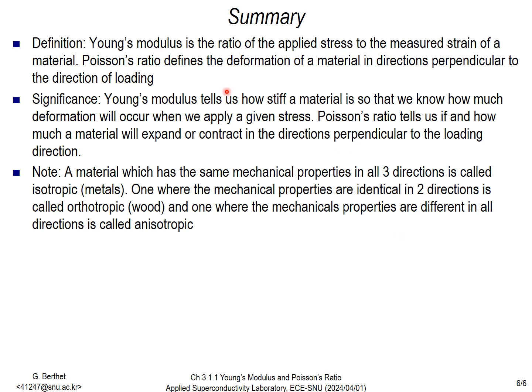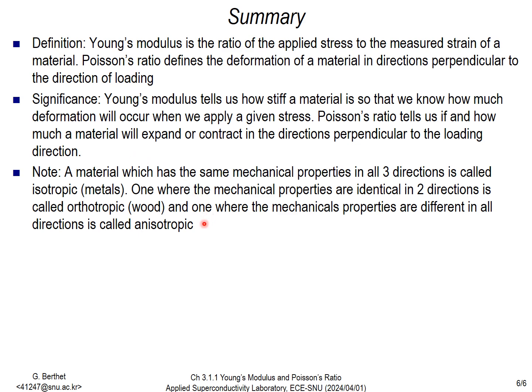To conclude, by definition, Young's modulus is the ratio of the applied stress to the measured strain of a material. Poisson's ratio defines the deformation of a material in directions perpendicular to the direction of loading. Young's modulus tells us how stiff a material is so that we know how much deformation will occur when we apply a given stress. Poisson's ratio tells us if and how much a material will expand or contract in the directions perpendicular to the loading direction.